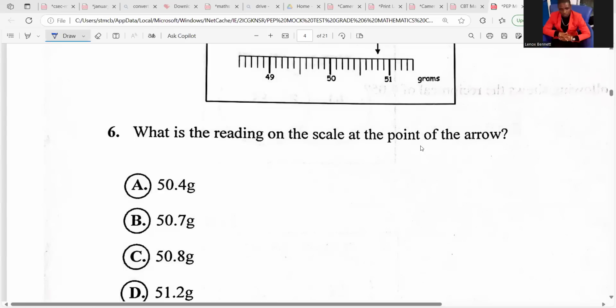Let me see now. There was somebody whose name I didn't see. Go ahead, Latanya. Sir, C, sir. I agree with the other two girls, because we were just counting the points till we reach the stroke, which is going to give us 50.8 grams. And this one would be five, six, seven, eight. Yes, sir.